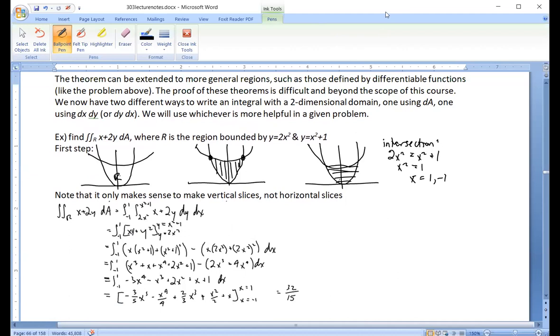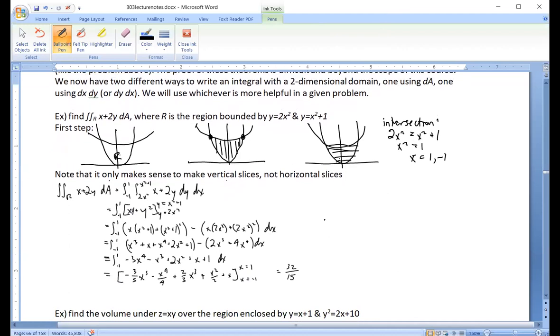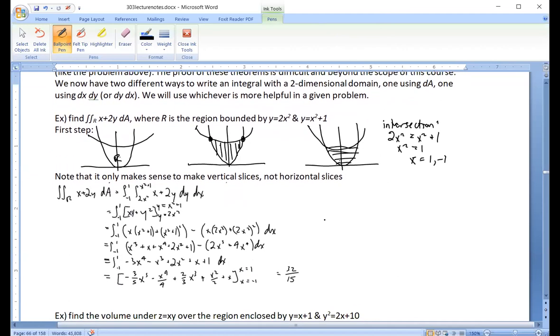Great. Okay. So let's take a look at another integration or volume problem, and let's see how we'd set it up. Here is the function z equals xy. Find the volume under that over the region enclosed by y equals x plus 1 and y squared equals 2x plus 10. Okay, that's definitely a funky one. So let's take a look.